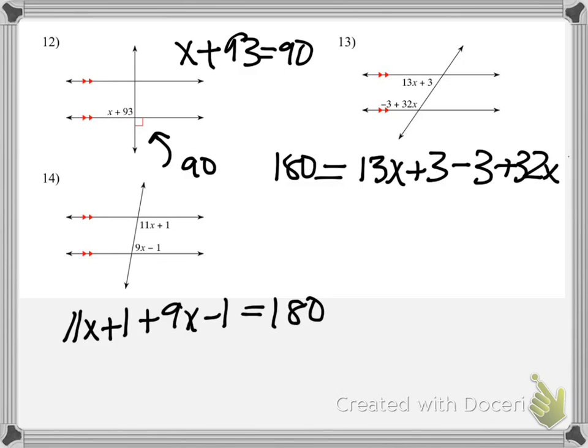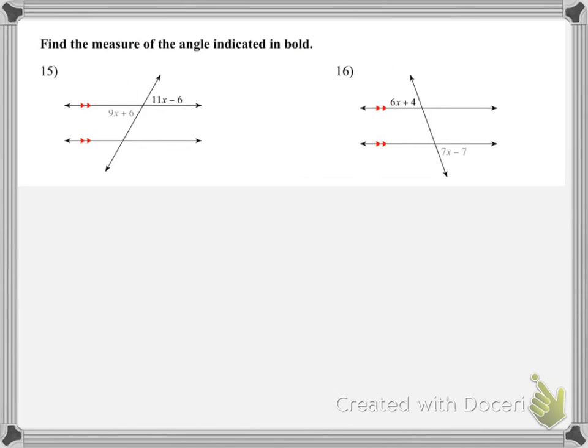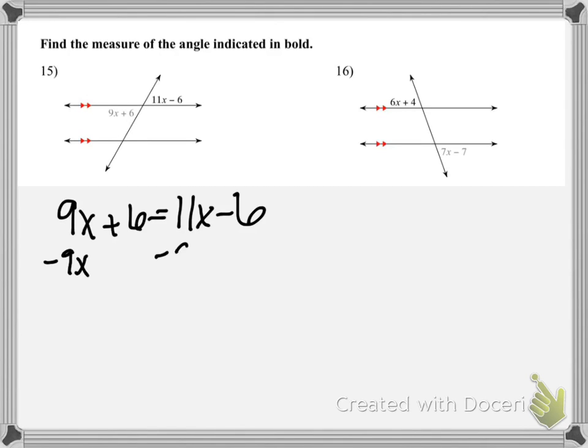Number 15 and 16, it's asking us to find the measure of the angle that's indicated in bold. Same thing, you have to identify what kind of angles, and know the property to know the correct setup. So 15, if we remember, these are vertical angles. We know that vertical angles are congruent. So we're going to have 9x plus 6 is equal to 11x minus 6. We want to get x's on the same side, so I'm going to subtract the 9x.